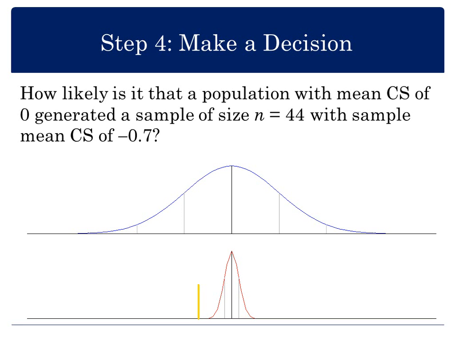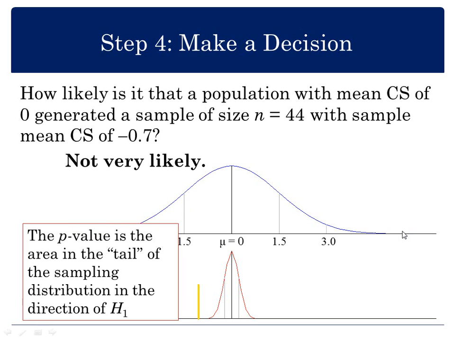The p-value tells us how likely it is that a population with a mean score of 0 generated a sample of size 44 with a sample mean of -0.7. The answer to that is not very likely. And I know that just because my test statistic is -7. But to get a p-value, I need to think about what's going on.